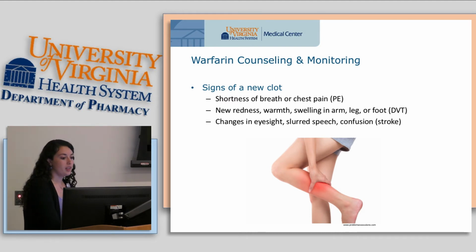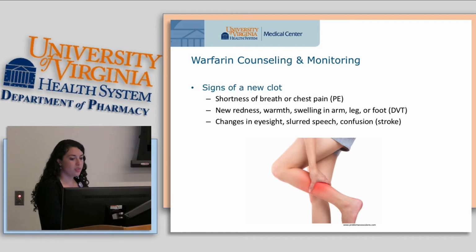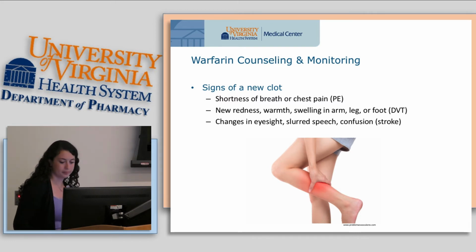They could have redness or warmth, swelling in their arms, legs, or feet, which could be signs of a DVT. Or if they tell you about any changes in eyesight, confusion, or vision changes, these could be signs of a stroke. So these are also things to mention to them, because a lot of patients when they're starting are mostly just worrying about bleeding, but they forget there's also the risk of clotting with the condition that they had before they started their warfarin.